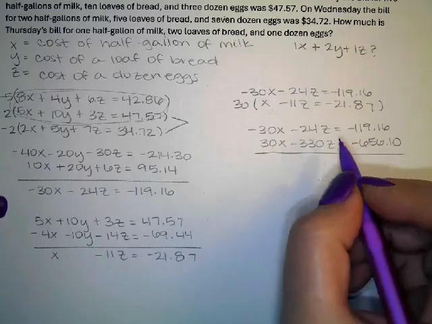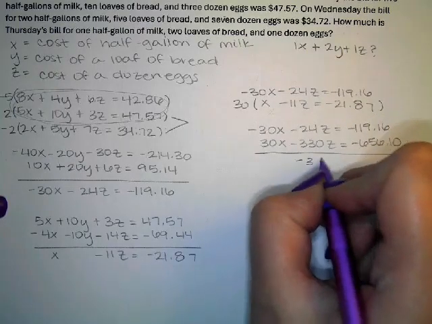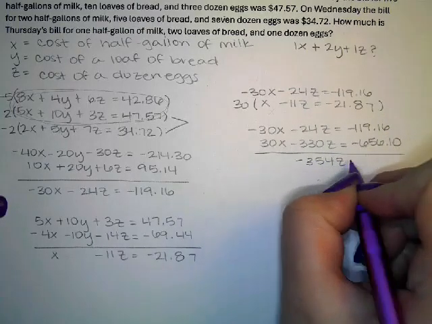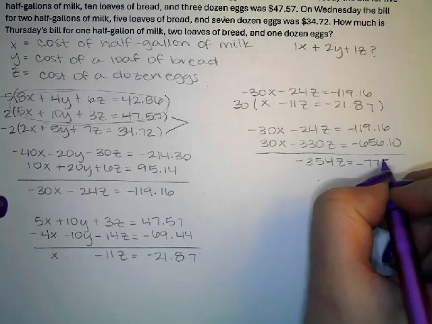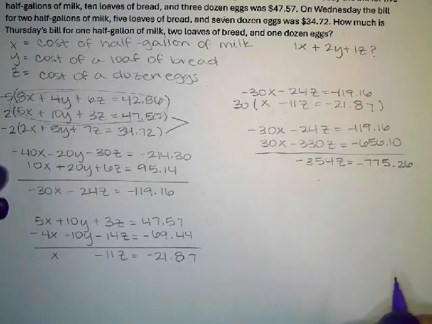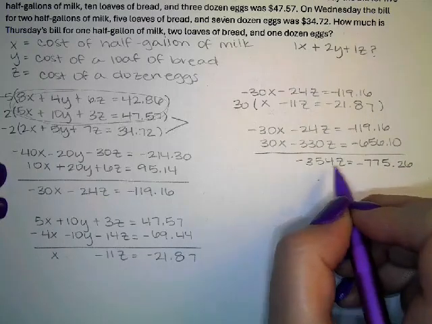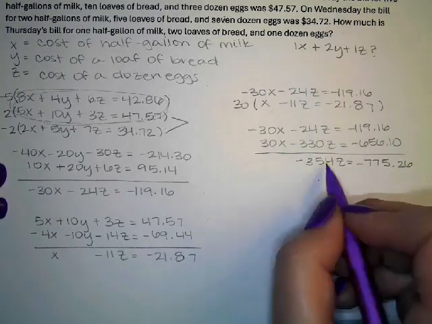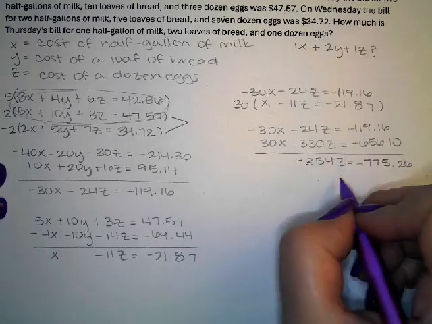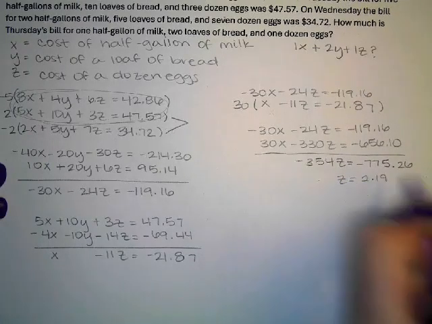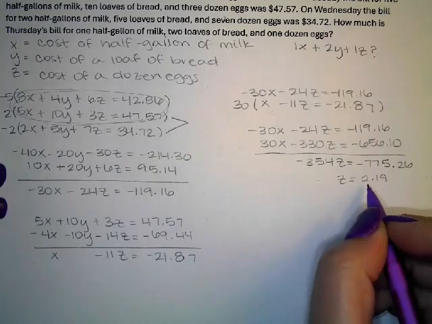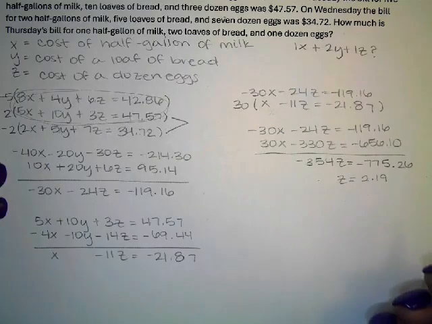And so I ended up getting negative 354z equals negative 775.26. And I divided by the negative 354, and I got z is $2.19. So the cost of a dozen eggs was $2.19. And I was like, well, I don't know, that kind of makes sense.